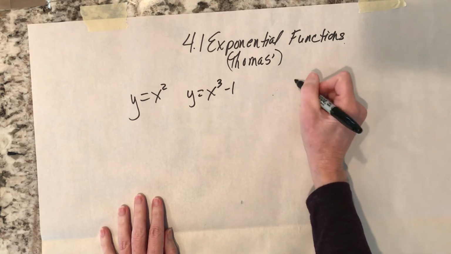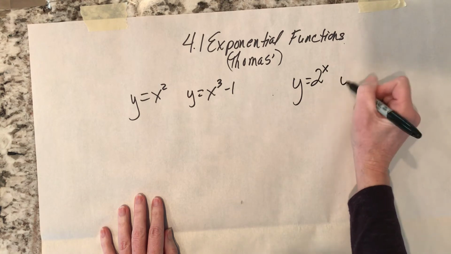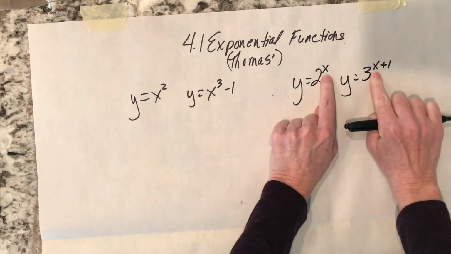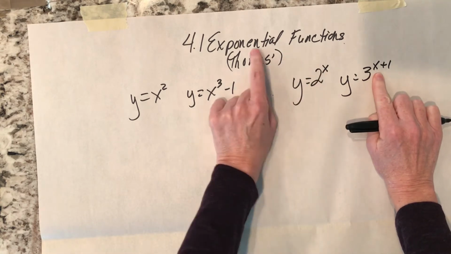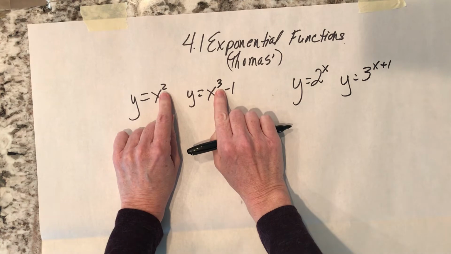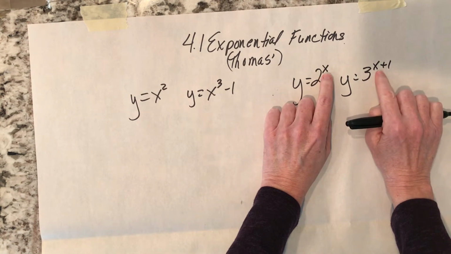What we're looking at in this section, in this chapter, looks like that or that, where the exponent is the variable. That's an exponential function. That's the difference. Notice the exponents are numbers in our regular functions that we've looked at before. In this chapter, we're going to see exponents that are variables. That's the huge deal.